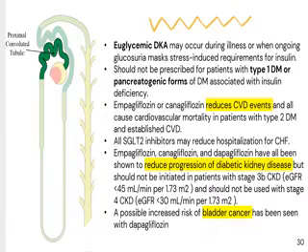Empagliflozin or canagliflozin reduces cardiovascular events and all-cause cardiovascular mortality in patients with type 2 diabetes and established cardiovascular disease. All SGLT2 inhibitors may reduce hospitalization for congestive heart failure. EMPA, CANA, and DAPA have all been shown to reduce progression of diabetic kidney disease, but should not be initiated in patients with stage 3B CKD, that is eGFR less than 45, and should not be used with stage 4 CKD, eGFR less than 30. There is a possible increased risk of bladder cancer with DAPA.